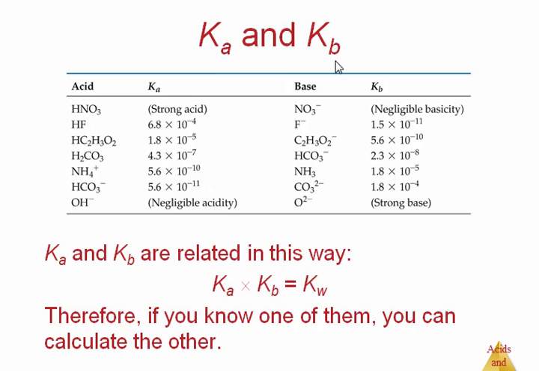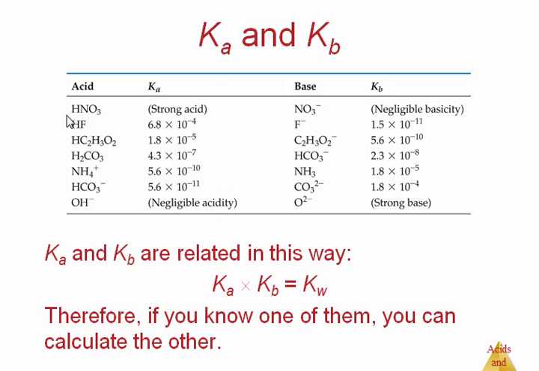Ka and Kb for a weak acid and its conjugate base are related in this way. So if we know the Ka of a weak acid, we can calculate the Kb of its conjugate base. Now there are limits to calculating this.